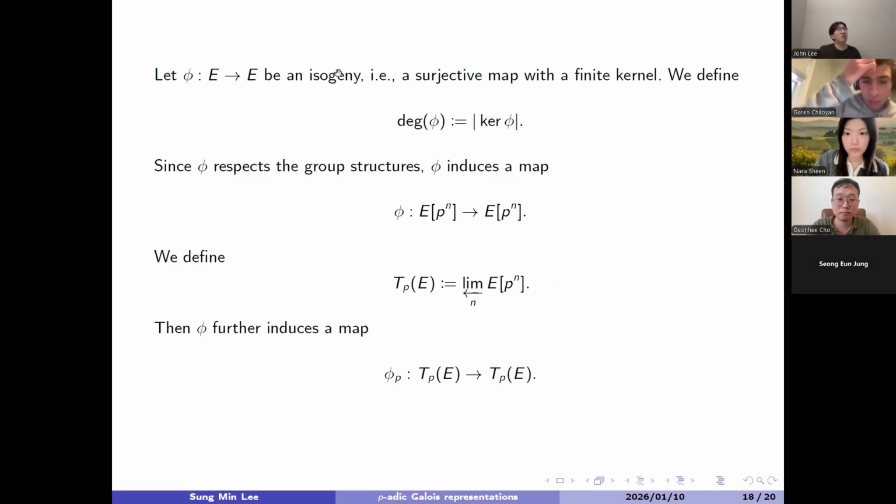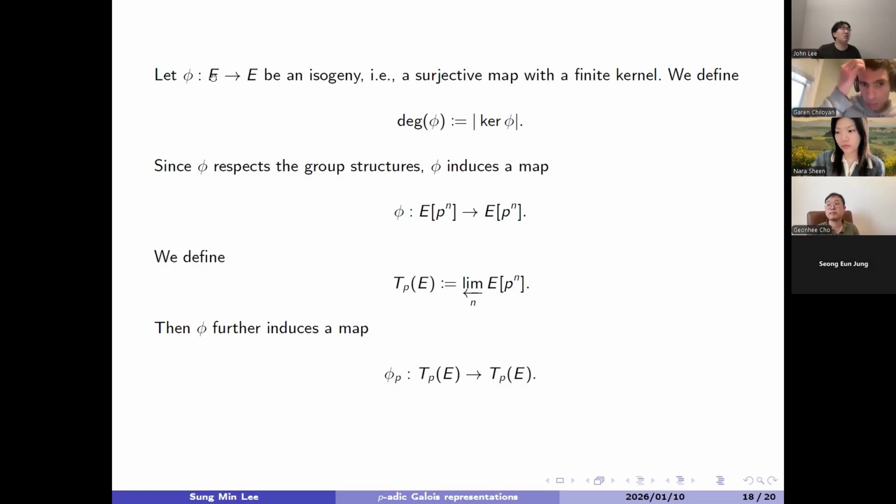So just pick any isogeny. An isogeny is a surjective map with a finite kernel that respects, how should I put it, the group structure of the elliptic curve, because you can define the group structure on the elliptic curve with the identity element and just adding the points. And an isogeny is somehow respecting that. It needs to send the identity to the identity. And the degree of phi, we just define it to be the size of the kernel, because the finite kernel should be a finite number.